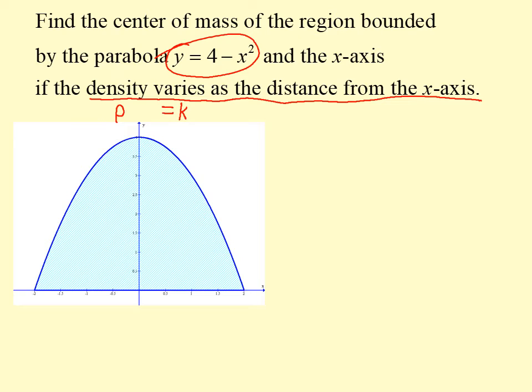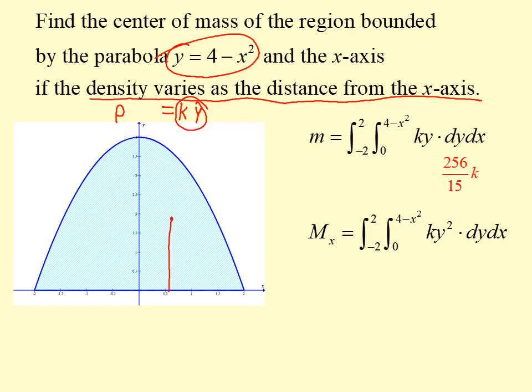So the density varies as the distance from the x-axis. Well, we just did that. If I were to locate a point out here, the distance from the x-axis is y. So there's our density function. So we're going to do the same integrals that we've been doing. Here's the mass, only now notice there's a y, k times y, for the density.